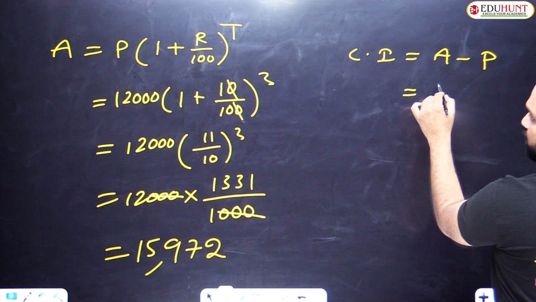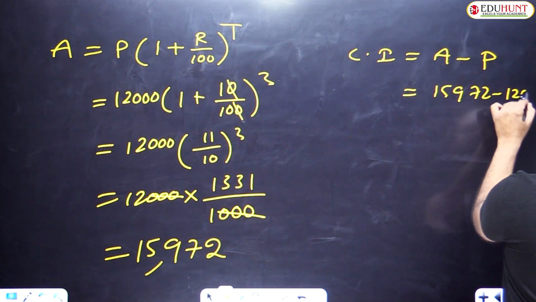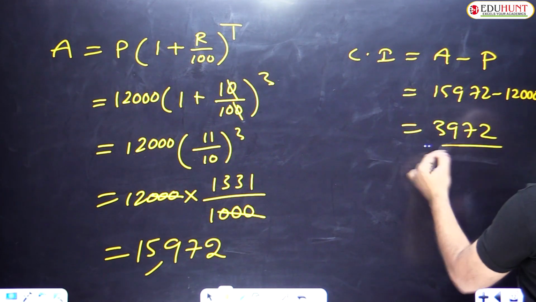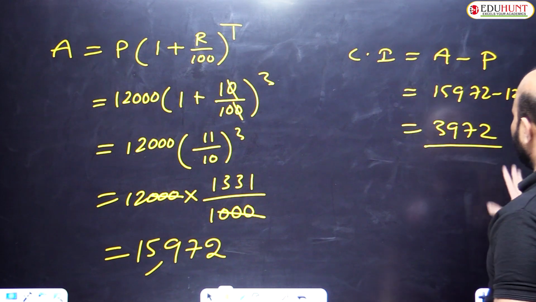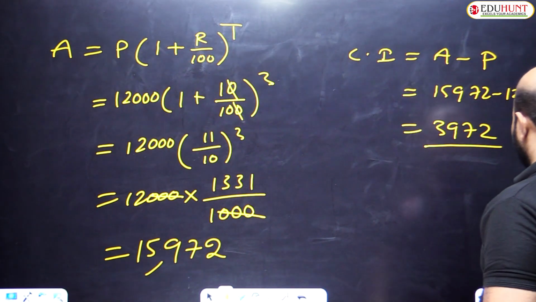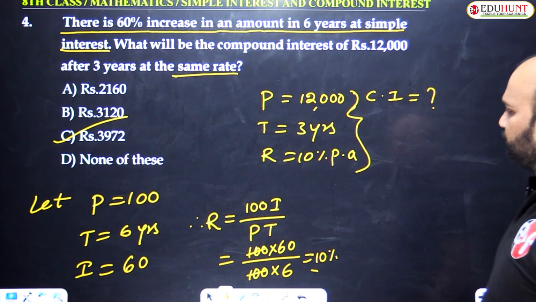Amount 15,972 minus principal 12,000. What is the difference? 3,972 is called compound interest. In that question, 3,972 is the compound interest. Option C is the right answer. Actually, this is a traditional method.